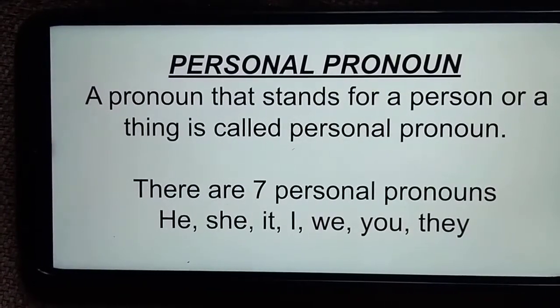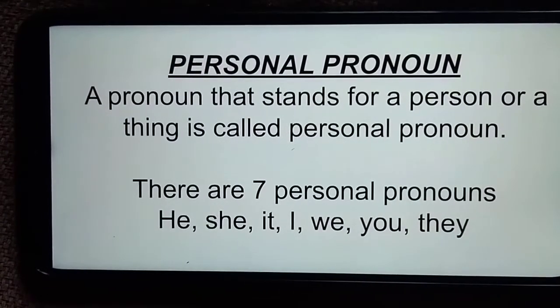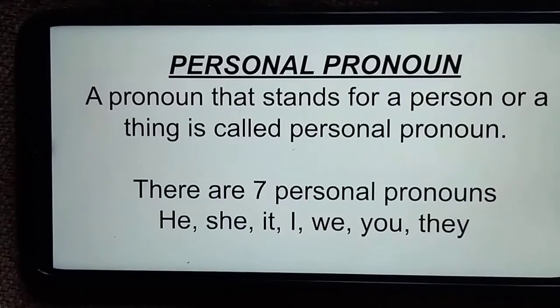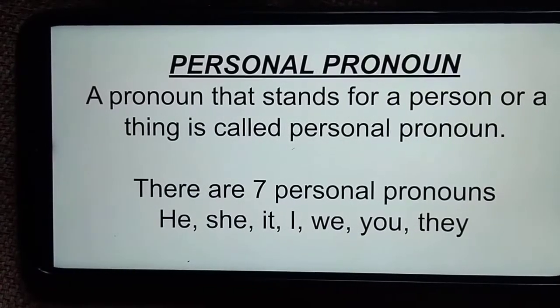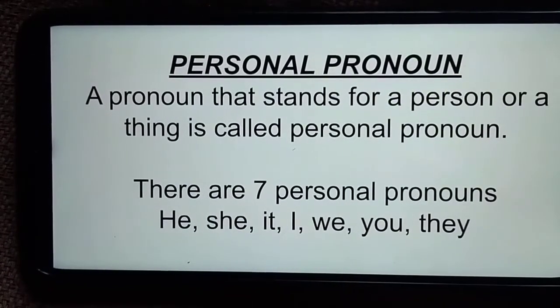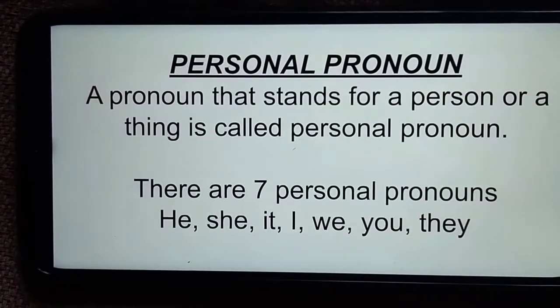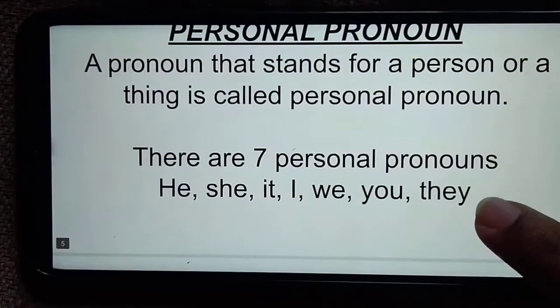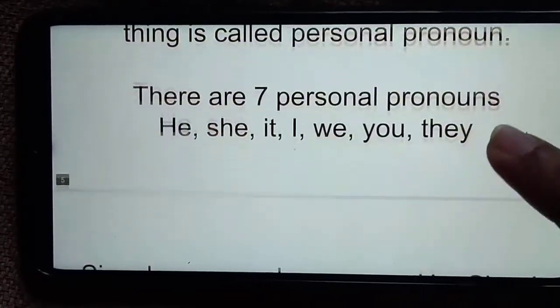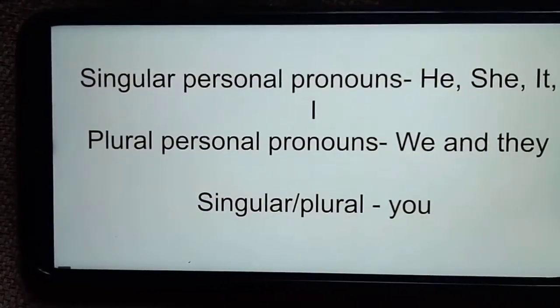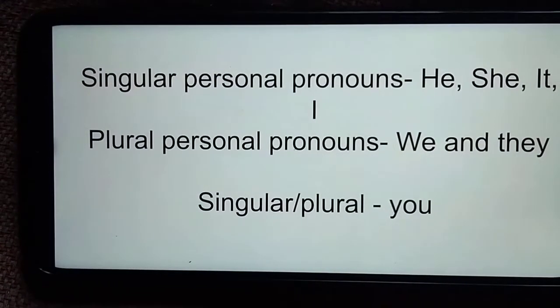First one is personal pronoun. A pronoun that stands for a person or a thing is called personal pronoun. It refers to a person or a thing. There are 7 personal pronouns: he, she, it, I, we, you, and they. Now these 7 personal pronouns, some of them are used as singular, some of them are used as plural, while some may be used as singular as well as plural.